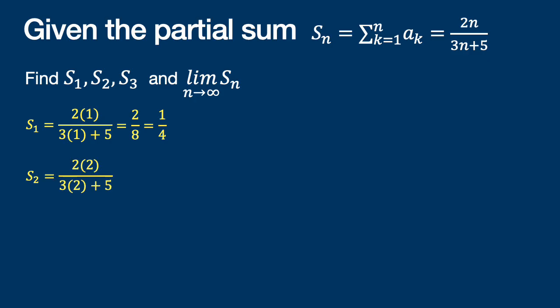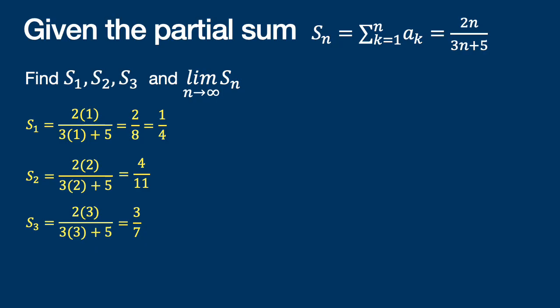S2, you plug in n equals 2. 2 times 2 is 4, over 6 plus 5. That's 4 over 11. For n equals 3, S3, 2 times 3 is 6, over the denominator 9 plus 5. That's 6 over 14. You can simplify, that's 3 over 7. That's how you find S1, S2, S3.